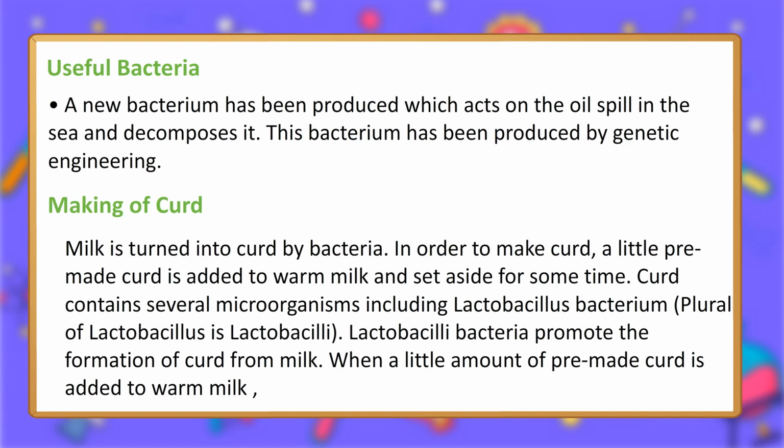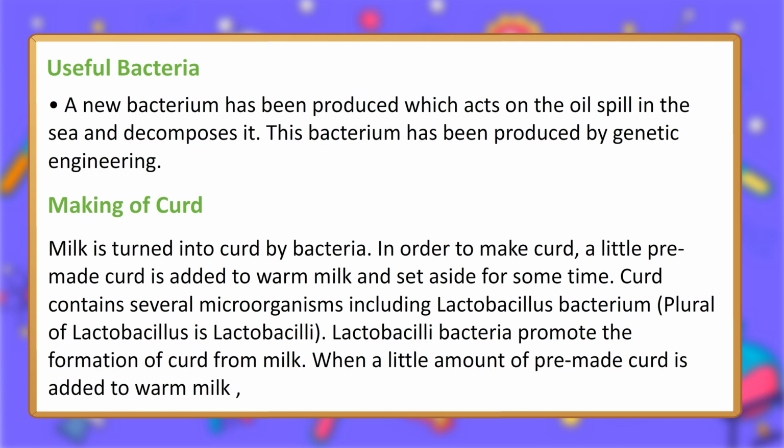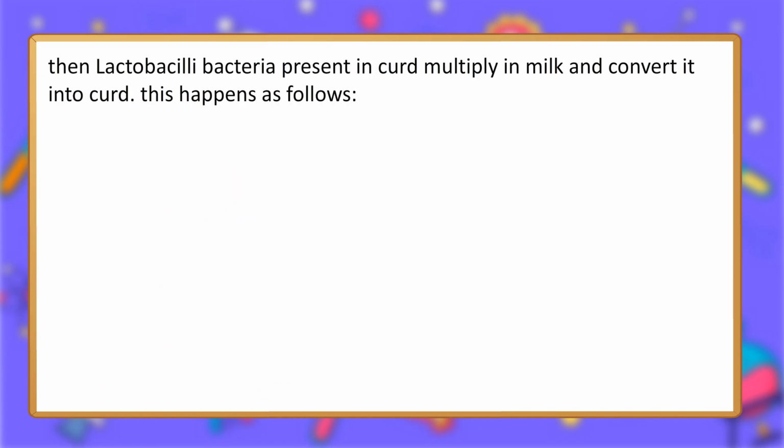Making of curd. Milk is turned into curd by bacteria. In order to make curd, a little pre-made curd is added to warm milk and set aside for some time. Curd contains several microorganisms including Lactobacillus bacterium. Plural of Lactobacillus is Lactobacilli. Lactobacilli bacteria promote the formation of curd from milk. When a little amount of pre-made curd is added to warm milk, then Lactobacilli bacteria present in curd multiply in milk and convert it into curd.